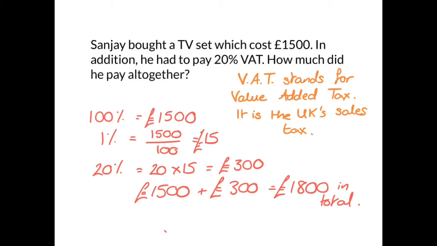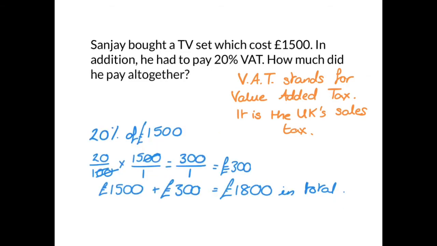Pretty expensive, huh? If we work it out using the fraction method, he's finding 20% of 1,500. So that's 20 over 100 multiplied by 1,500 over 1. These cancel down to 1 and 15. 20 times 15 is 300. 1 times 1 is 1. £300. Add the price and the tax together and we have an £1,800 total.